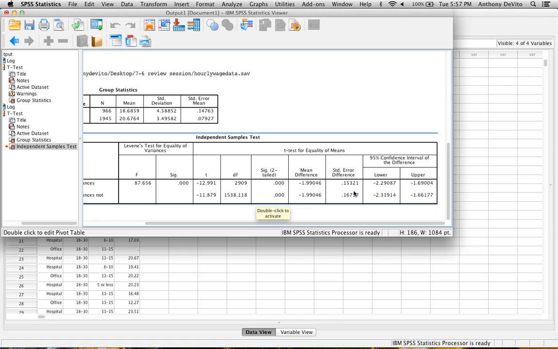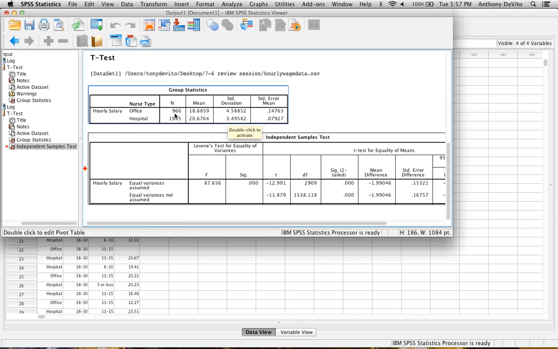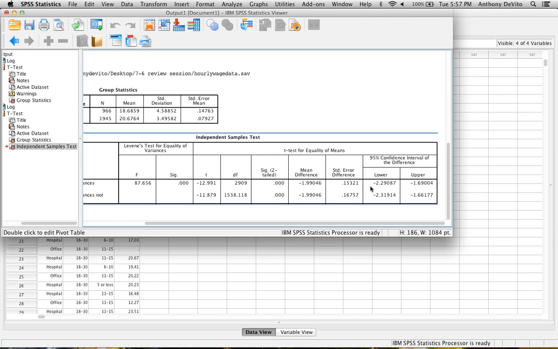Just for clarity, they also calculate a 95% confidence interval for the difference between the office nurses' wages and the hospital wages. Now, if the null hypothesis were true and their salaries were the same, we would expect the difference between these two means to be equal to 0. Well, in fact, it calculated that the mean difference is about negative 1.99. It's about $2 an hour difference, right?